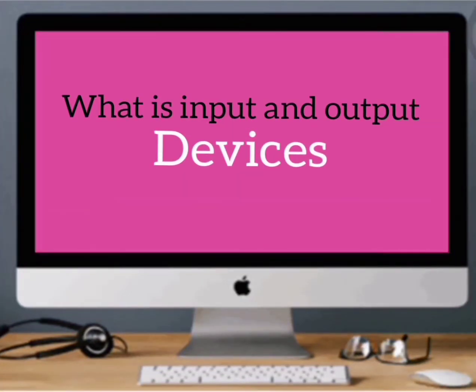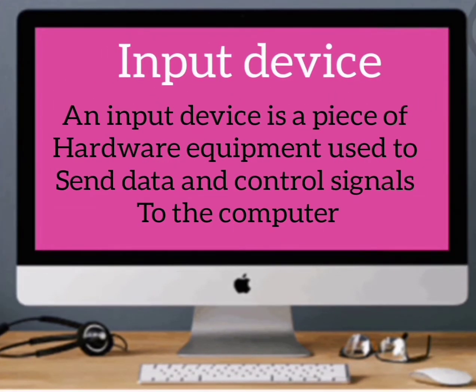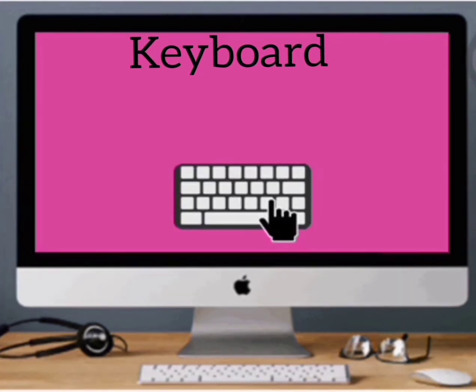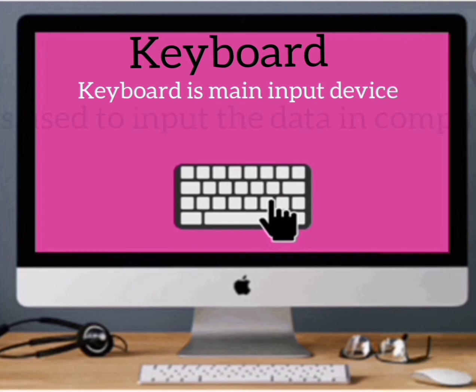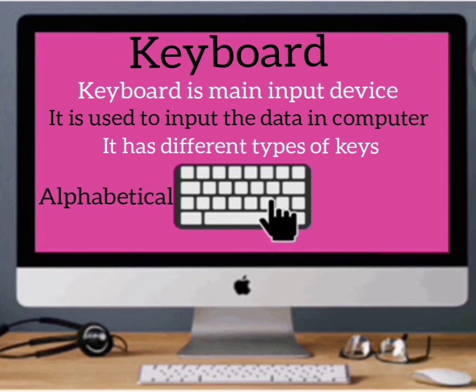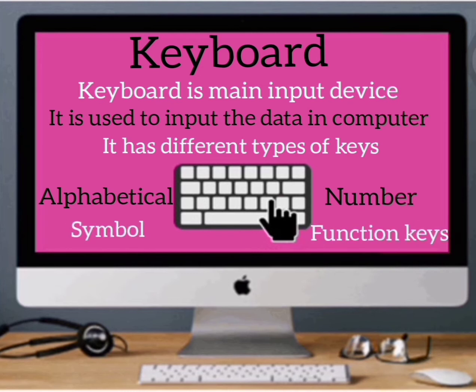What are input and output devices? An input device is a piece of hardware equipment used to send data and control signals to the computer. Keyboard. The keyboard is one of the main input devices. It is used to enter data into the computer by pressing keys. The keyboard has different types of keys such as alphabetical keys, number keys, symbols, functional keys, etc.